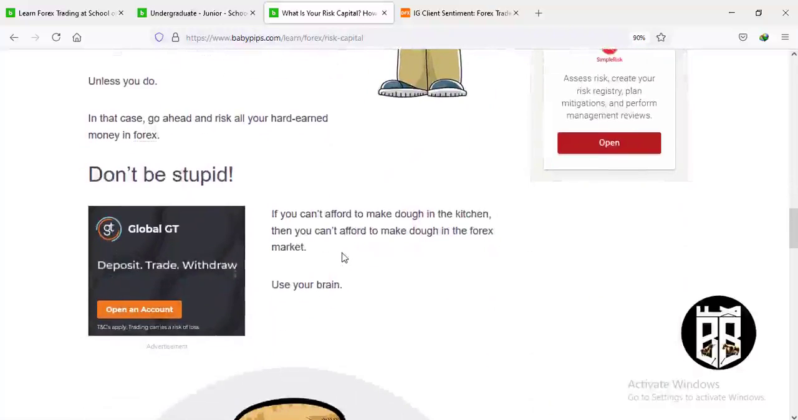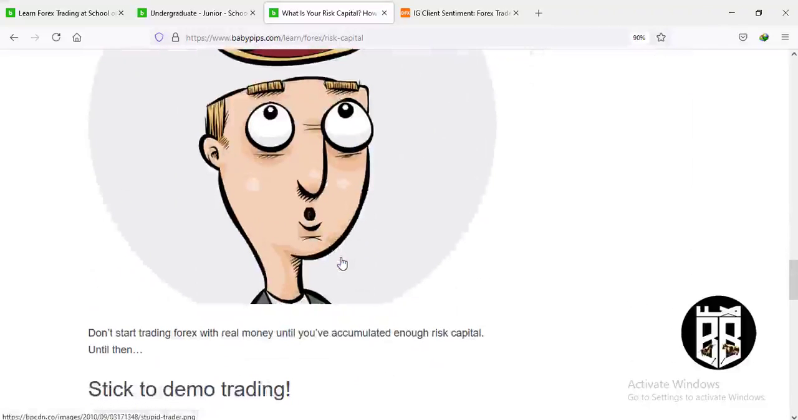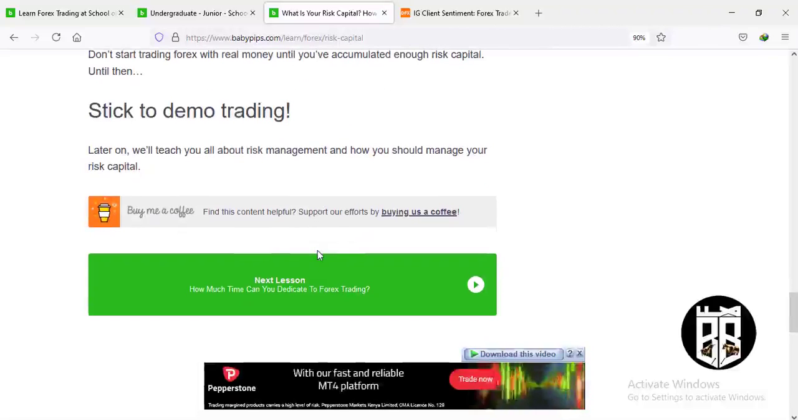If you can afford to make dough in the kitchen, then you can afford to make dough in the forex market. Use your brain, my friends. Don't start trading forex with real money. That's a caveat. Not until you have accumulated enough risk capital. Until then, stick to demo trading. That's what's going to help you. Stick to demo trading.